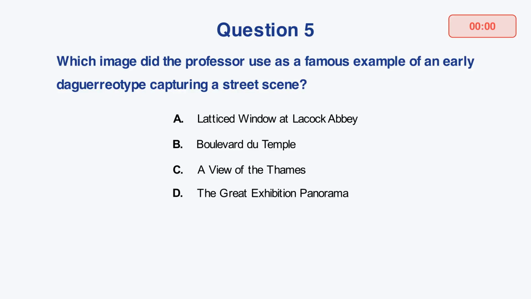Listen again to part of the lecture, then answer the question. The Calotype introduced the idea of a paper negative, allowing multiple positive prints, a groundbreaking change in reproducibility.